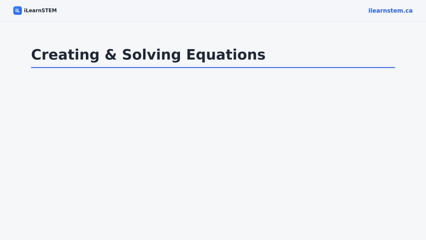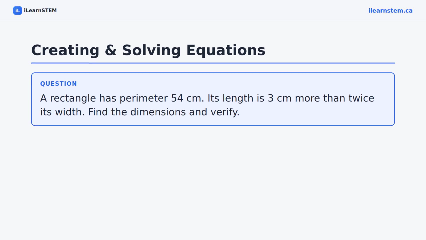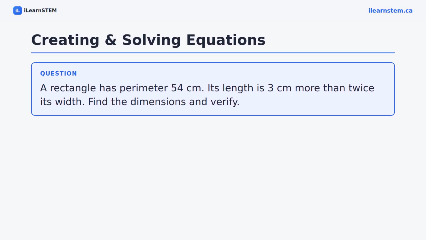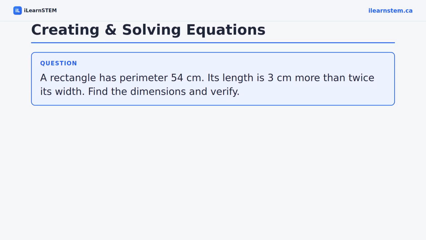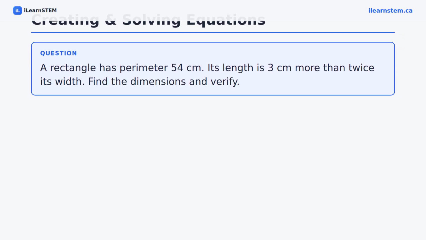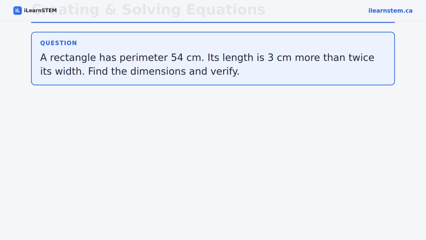We'll practice creating and solving equations from a word problem. Here's the problem. A rectangle has a perimeter of 54 centimeters. Its length is 3 centimeters more than twice its width. We need to find the dimensions, then verify them.